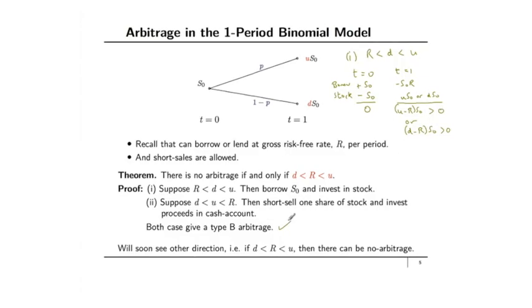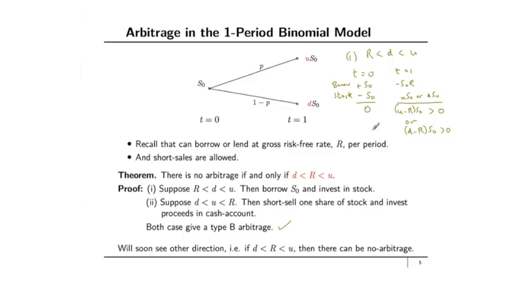Okay, so that's case 1. How about case 2? Well, we could do something very similar. In this case, if R is too large, then it suggests it might be a good idea to short sell the stock, take S0 dollars in from short selling the stock, invest it in the cash account and earn R. And then at time t equals 1, you can buy back the stock for either D times S0 or U times S0, but in either case, you're going to have less than S0 times R. So you can do the same sort of argument I did up here to show that you'll also get a type B arbitrage in case 2.